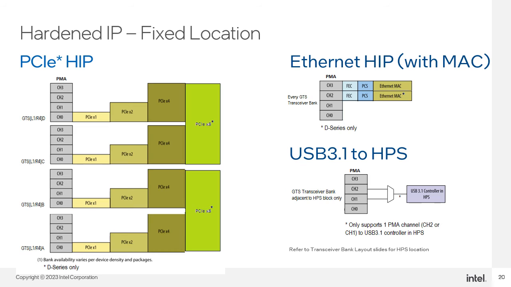USB 3.1 is only available on the transceiver bank directly adjacent to the HPS block. As shown earlier, the HPS block is on the top left corner, so only those banks directly adjacent to that HPS support the USB. It is only available in channel 1 or 2 as shown, so you can pick either one of those 2 channels to connect to the USB 3.1 controller in HPS.